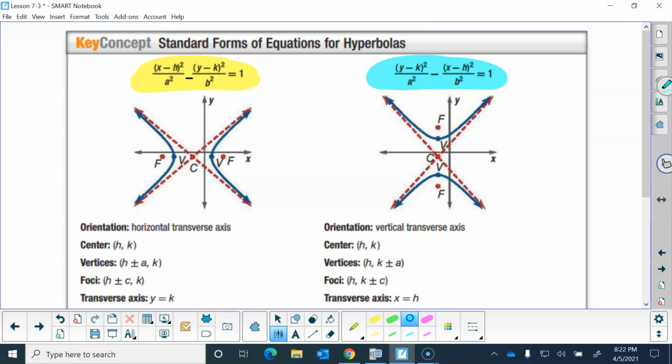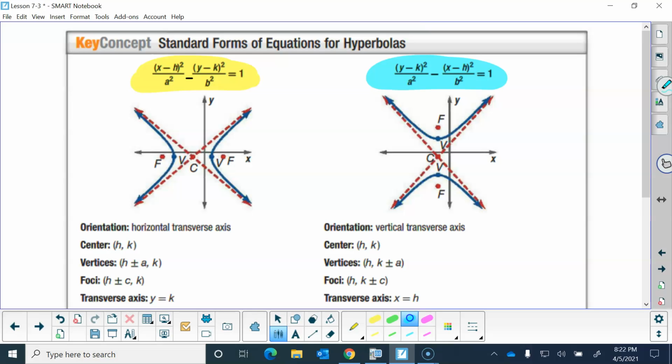We also have a standard form equation right here, and that's when the orientation is vertical. You can see that one opens up and down. Again, you've got 2 fractions being subtracted, and it equals 1 on the right. Well, that equation also has an a squared and a b squared in the denominator. Again, you're going to notice that sometimes a is larger than b, and sometimes b is larger than a. This is different than the way it was with ellipses. So we always put the positive fraction first. We put the negative fraction second.